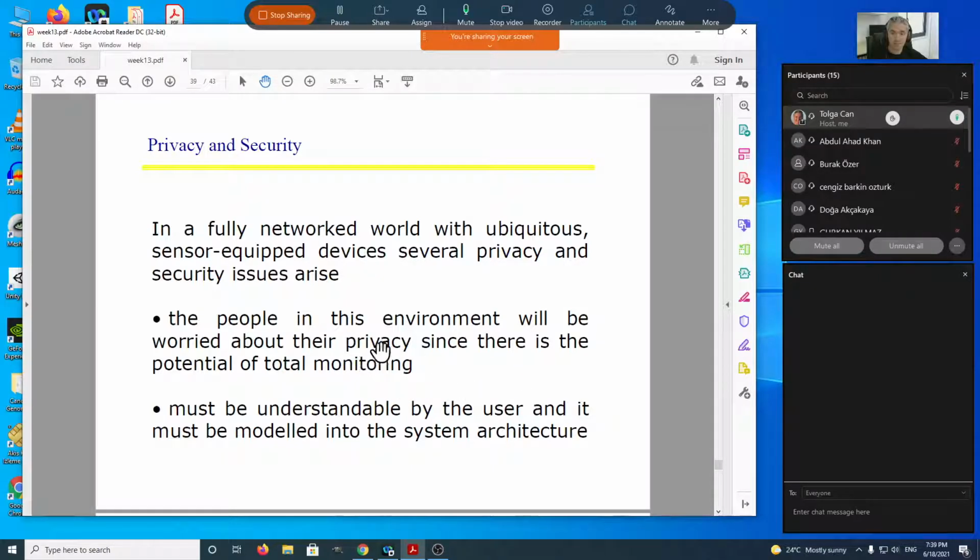And some people will be worried. It's like a Big Brother type of George Orwell's 1984 type of environment in which privacy, there's a potential of total monitoring if this gets into hands of some bad people, evil people. What they will do with this data may worry the users, and that's understandable.